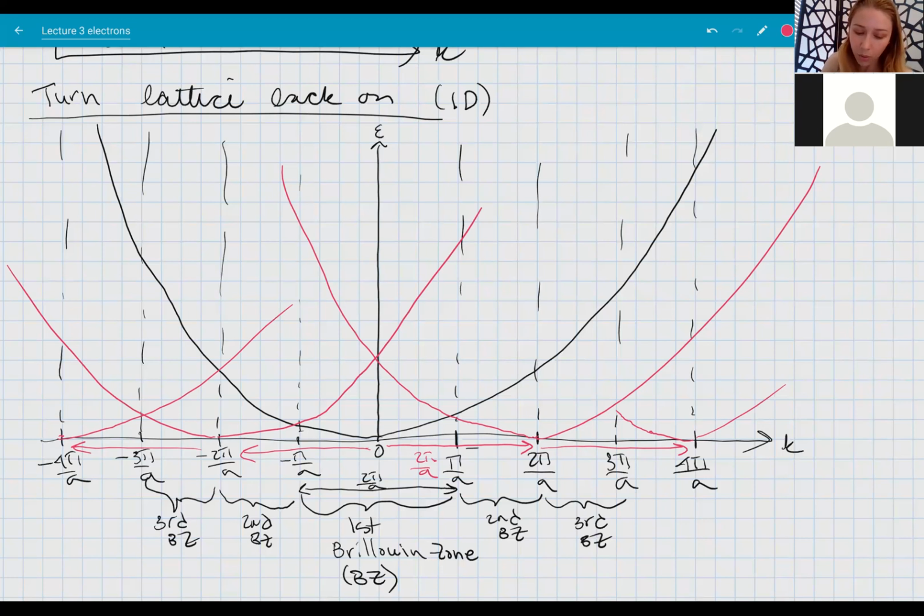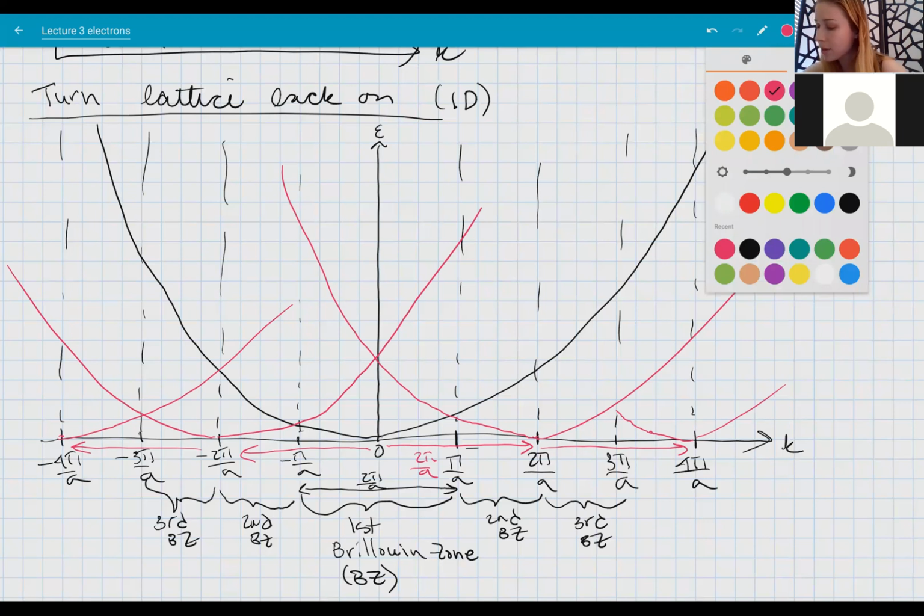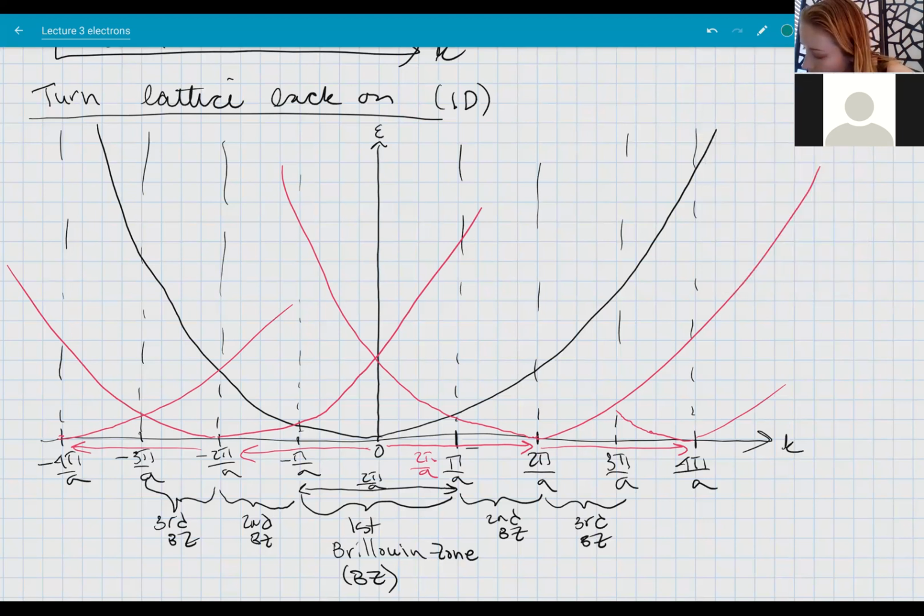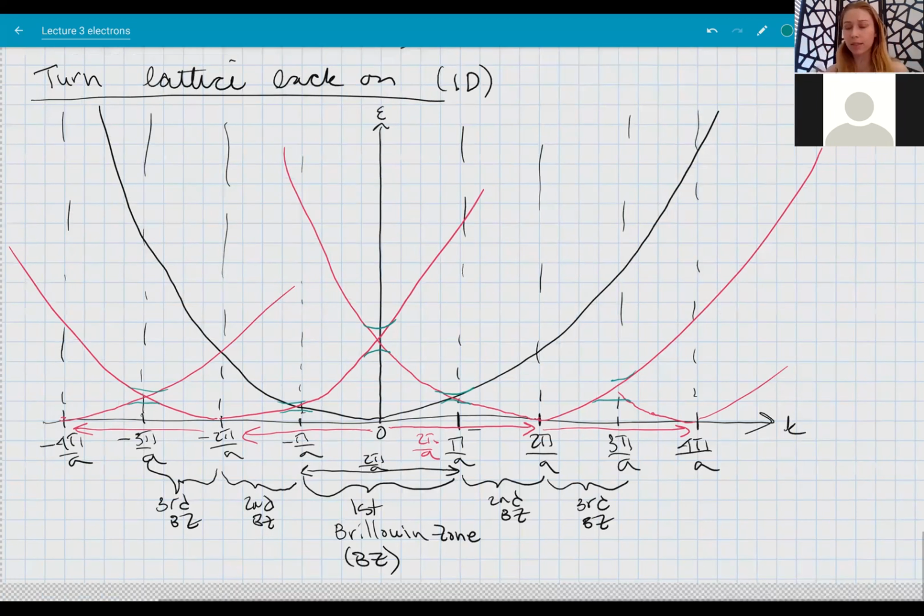The last thing that happens when we introduce the lattice back in is that there are gaps that open up when the bands cross. For example, there will be a gap that opens up here and here and here and here. This is going to be much clearer on the slide that I show coming up. This opening of gaps can be thought of in at least two different ways.